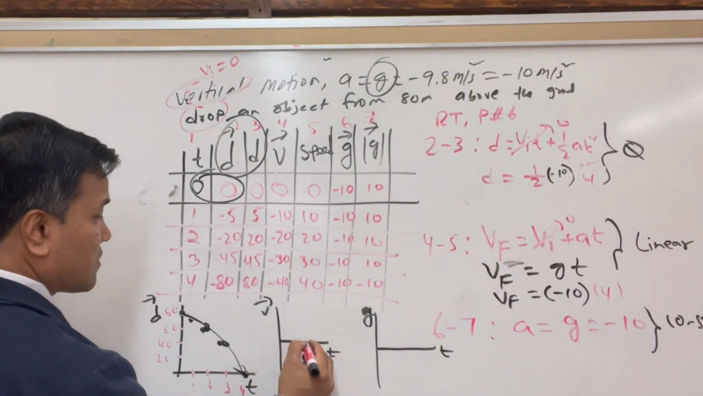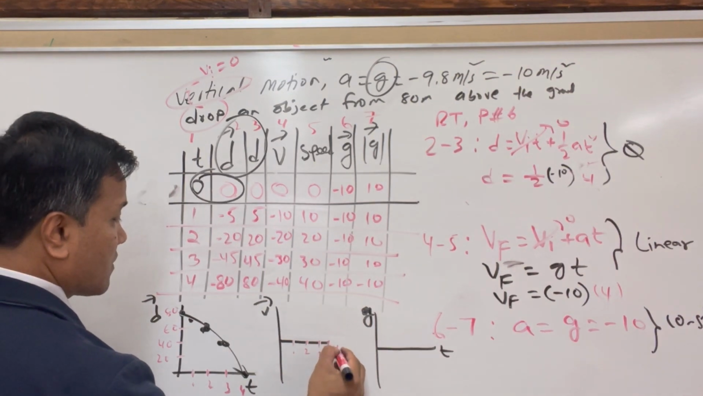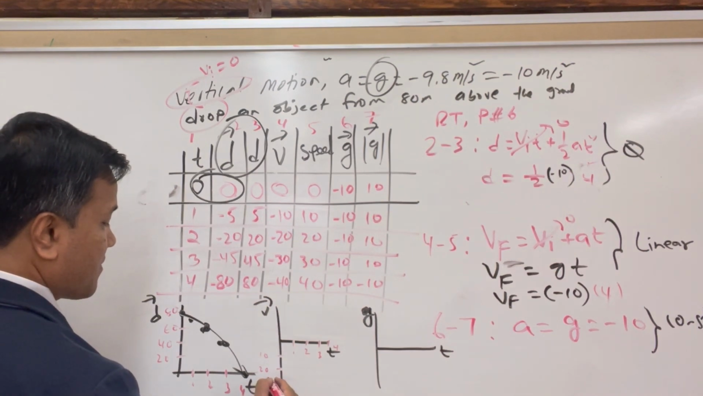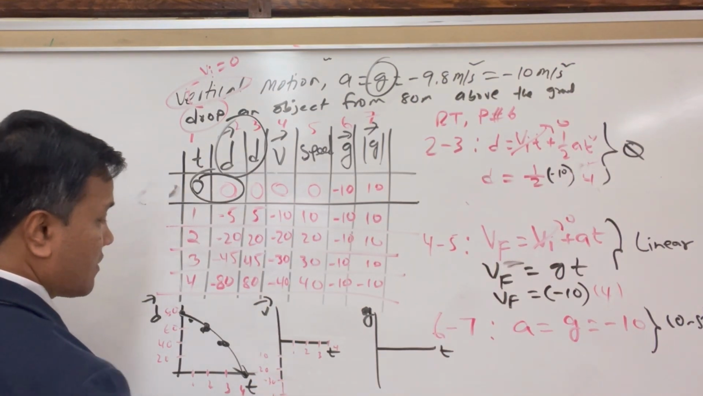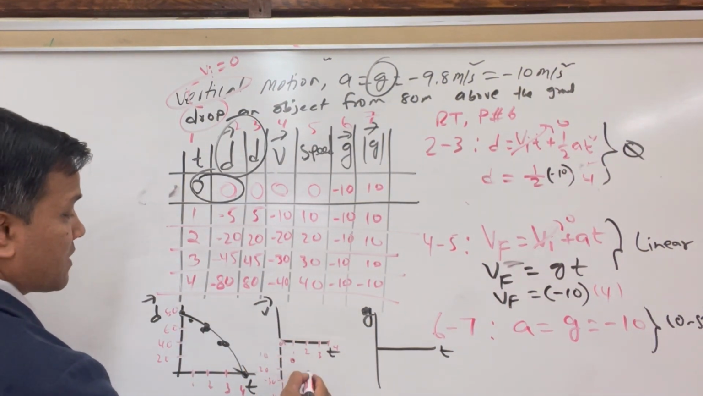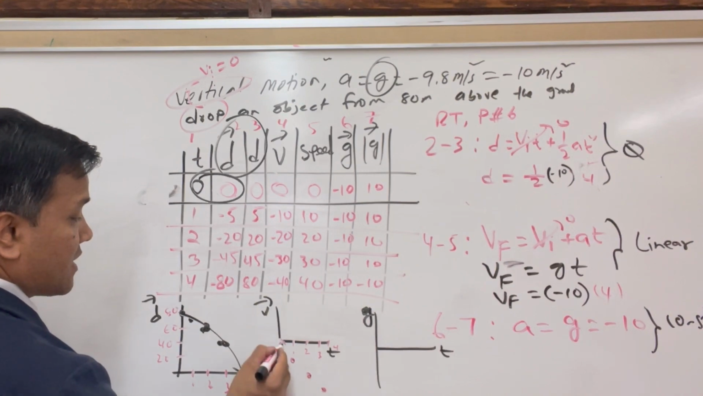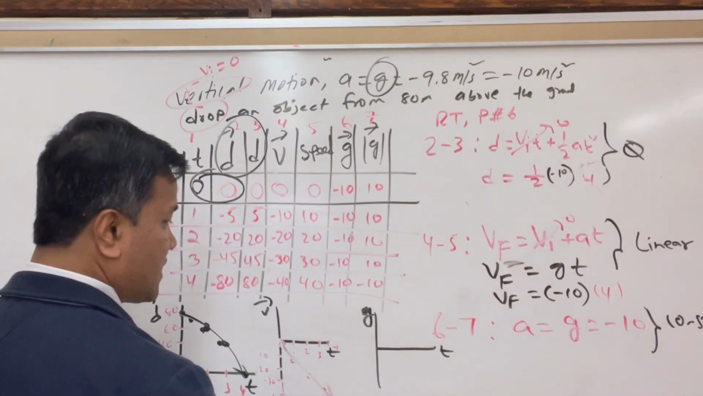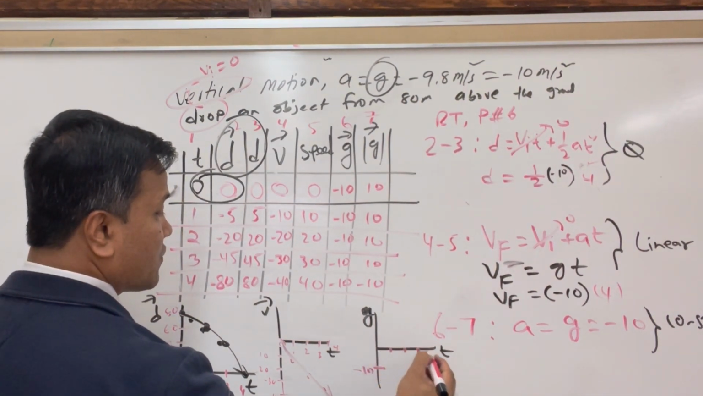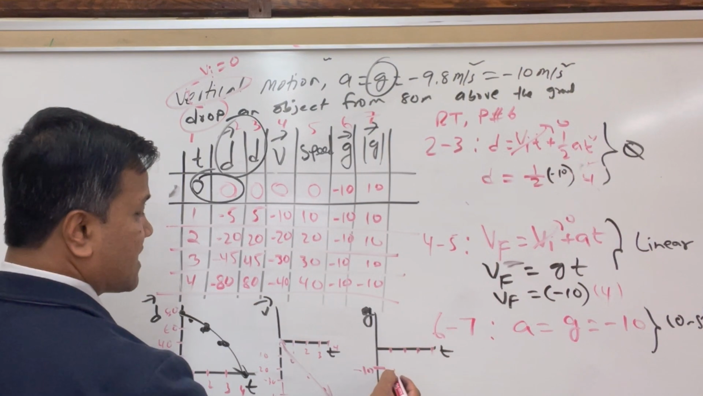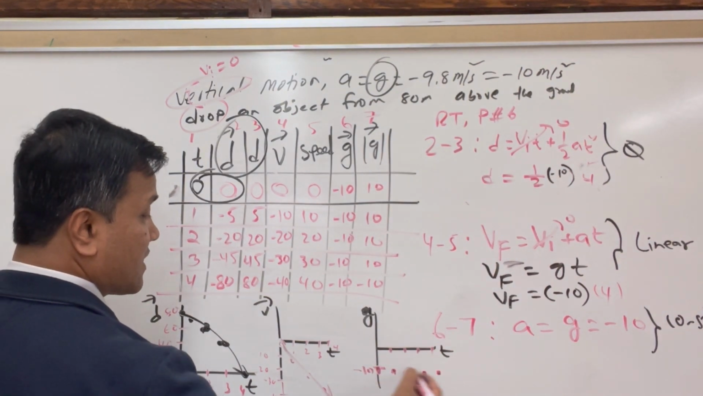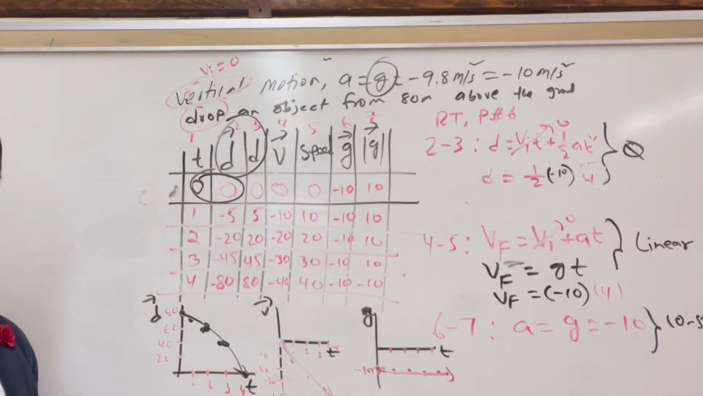Now velocity, let's do the velocity again. You have 1, 2, 3, and 4. So you have -10, -20, -30, and of course -40. So at 0, 0, and then 1, -10, 2, -20, 3, -30, and so on. The other one is acceleration. You have -10 at 0 seconds, 1 second, 2 seconds, 3 seconds, and 4 seconds. So you just get a constant.